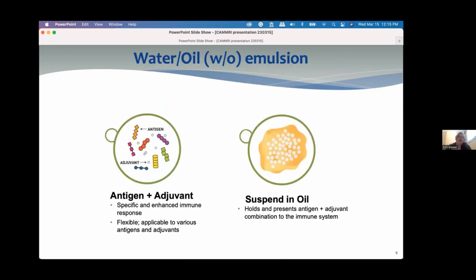Other types of cancer vaccines that have been developed are, some are very simple, like a water and oil emulsion, where you take an antigen and some kind of adjuvant that will help enhance the immune response, and then you suspend it in oil. That is another way of kind of taking it and making it localized and holding it for a long period of time to present these antigens to the immune system, because you don't want it to disperse quickly.